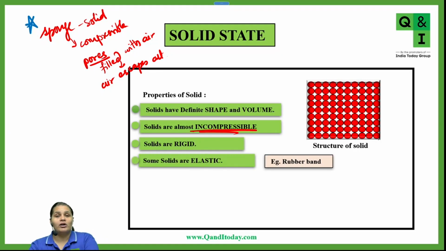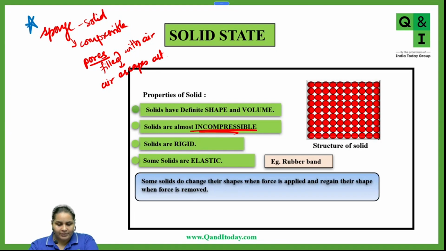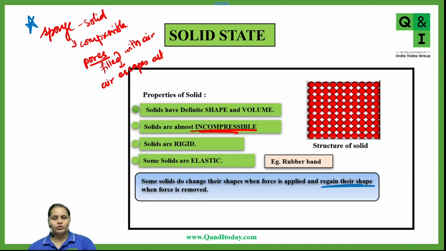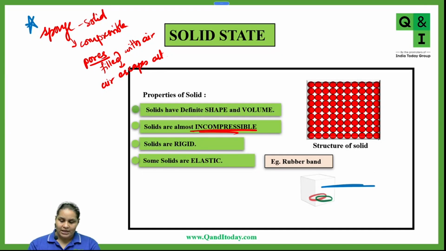Okay, but some solids are elastic. When we say elastic, it means their shape changes on applying the force, but they regain their shape once the force is removed. That is elasticity. And a very good example is the rubber band. So do remember what is elasticity: the property to change shape on application of force, but to regain the shape once the force is removed. The example we saw is the rubber band.